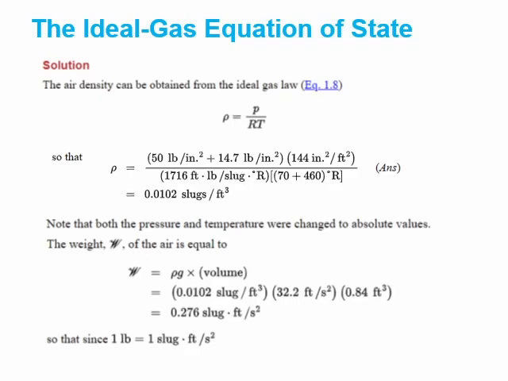Here is the solution for the problem set up in the previous slide. In this case, we use the ideal gas equation of state for air to evaluate the density of the air at the specific temperature and pressure. And after that, based on this density, we can evaluate the weight of the air. This example is worked in your textbook.